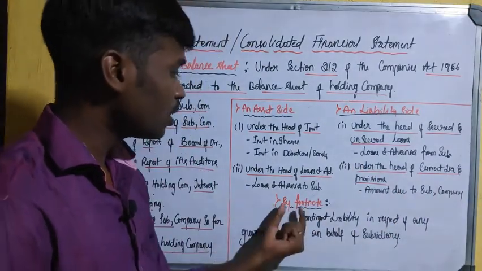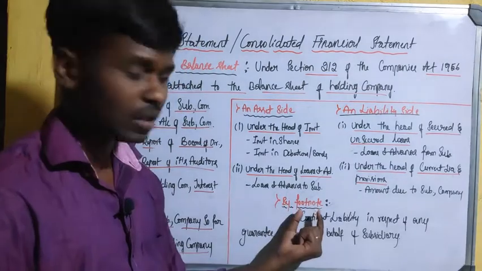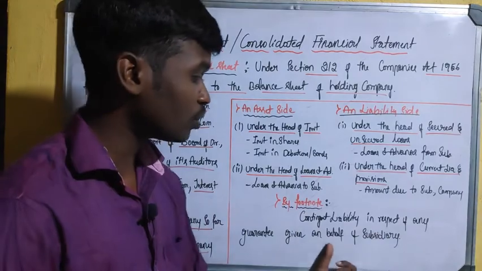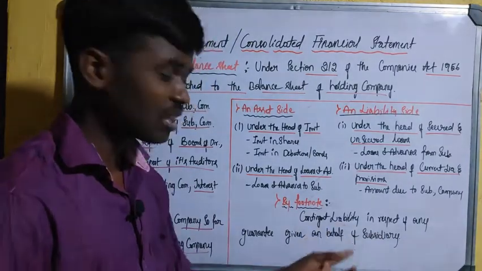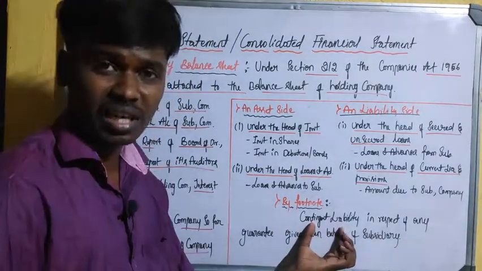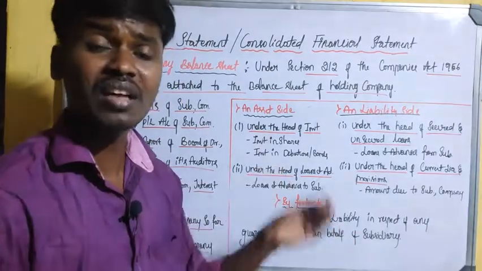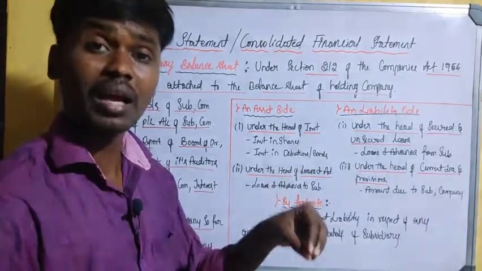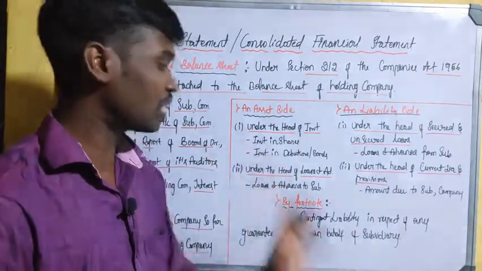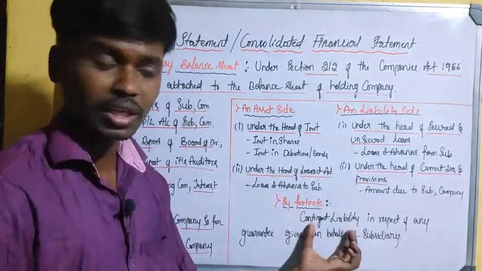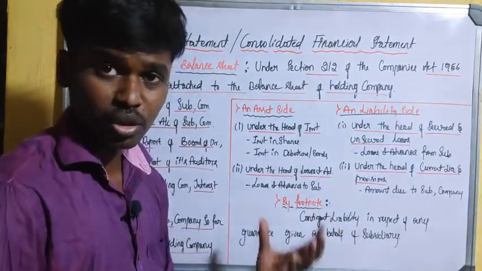So regarding the footnote, in the footnote if there is any contingent liability in respect of any guarantee given on behalf of the subsidiary, so if this entry is there, that is regarding contingent liability. You know what is contingent liability. So it may be a potential loss which may or may not occur in future. So if that liability is given in the footnote, that is also related to subsidiary company, we have to assume.